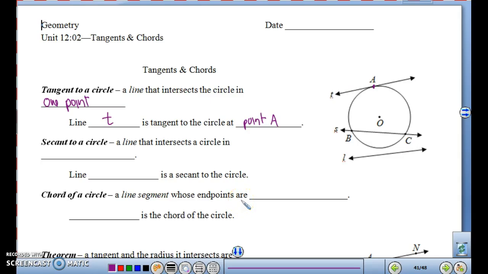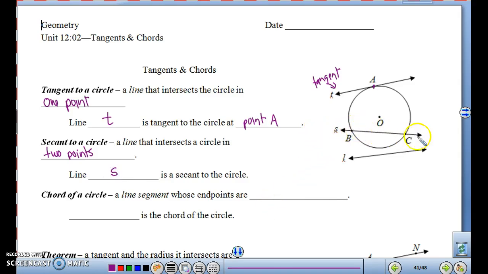A secant to a circle is a line that intersects a circle in 2 points. It goes through the circle and hits the circle in 2 points. So we said this one is a tangent line. Which one of these would be a secant? It would be line S.